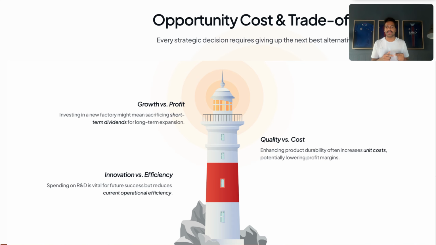More speed might mean less quality. Higher profits mean lower staff well-being. Recognizing trade-offs is a key skill for managers. In your exams, when you recommend a strategy, always acknowledge what's being sacrificed. That's the opportunity cost and the trade-off.